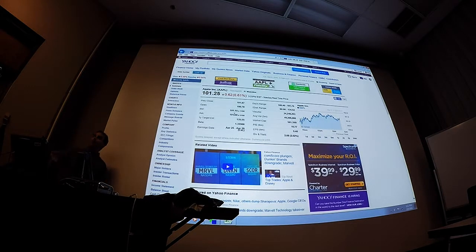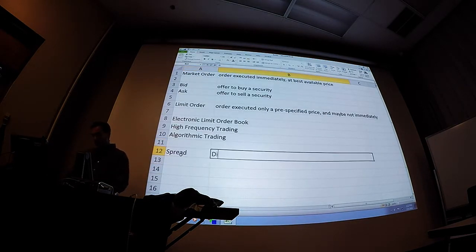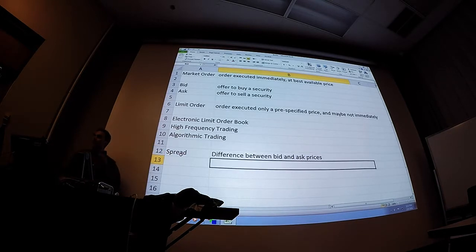So with bonds, the spread is the difference between any two yields. With stocks, the spread is the difference between the bid and the ask prices. And usually it's going to be the ask price minus the bid price, since the ask price is going to be higher.